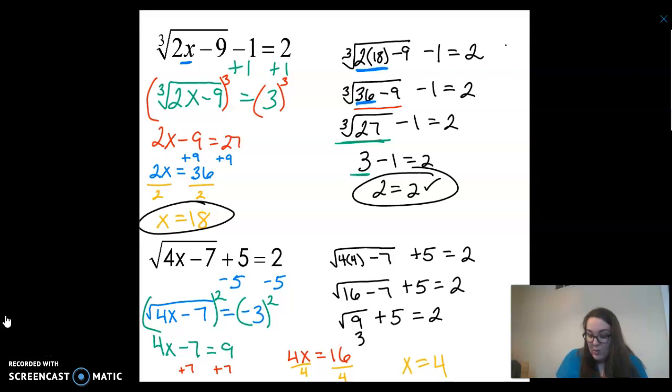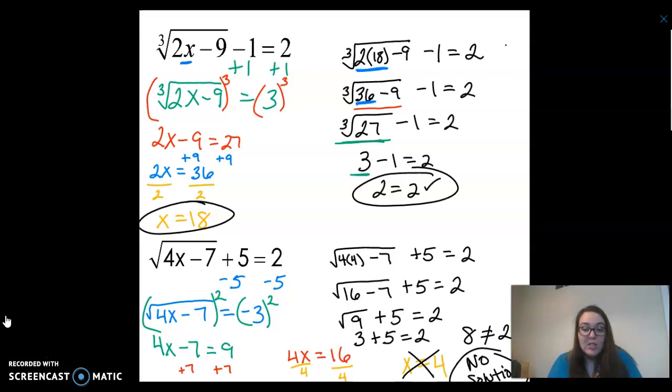Square root of 9 is 3. Well, 3 plus 5 is most definitely not equal to 2. 8 cannot equal 2. That tells me that 4 is not an answer, and that this problem actually has a solution of no solution. Now, I did not even have to solve this equation. Some of you may have noticed that right at this point.